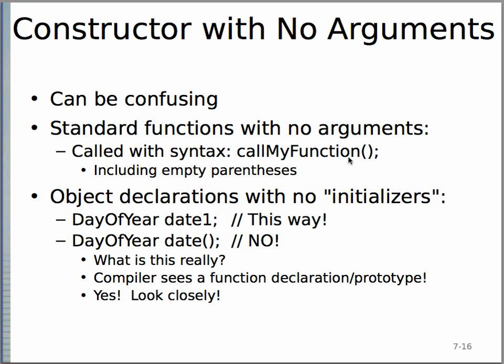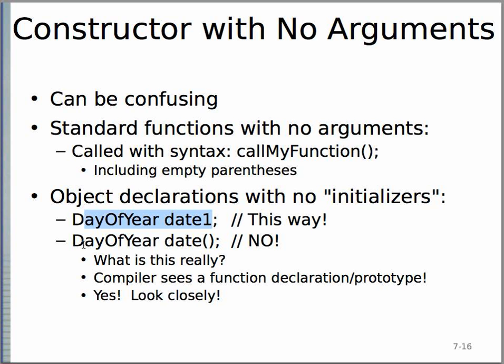So if you have a regular function with no parameters, you do need the parentheses. Now, that said, if you have an object declaration and you have no parentheses, that means you're calling the default constructor. So this is the correct way to call the default constructor. Okay? If you put parentheses in here, it may not give you an error message, but as we saw just before in the previous video, what does the C++ compiler consider this to be?